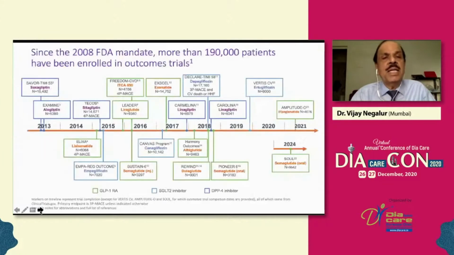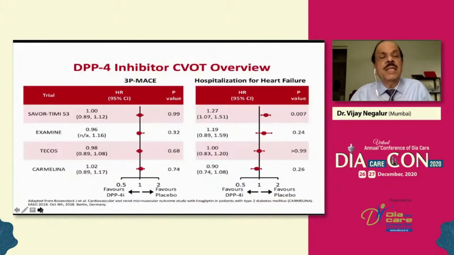So with that in mind, these studies came into picture. From 2008, more than 190,000 patients have been enrolled in the various outcome trials. And we know these are the various trials right up to the SOUL trial, which is semaglutide by oral route in patients for cardiovascular risk prevention. So these are the various trials that we have from the year 2007 till 2024.